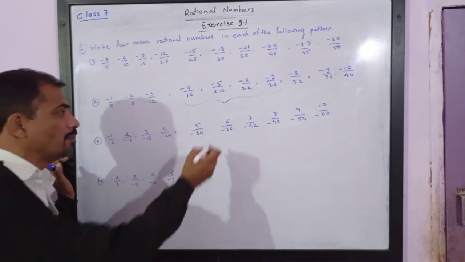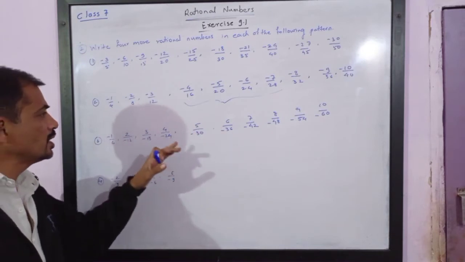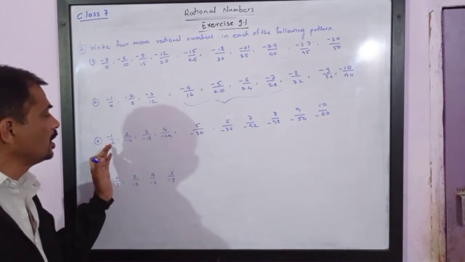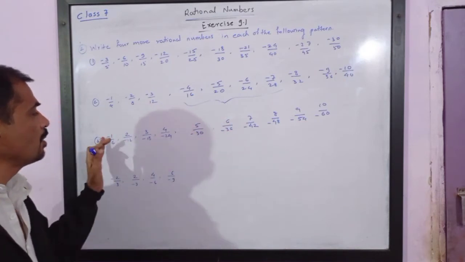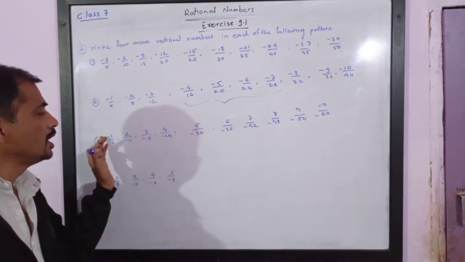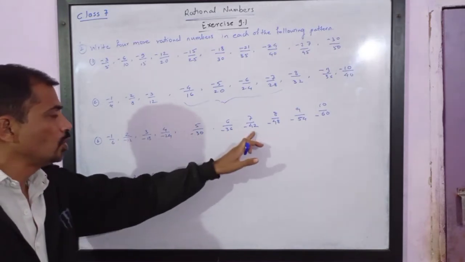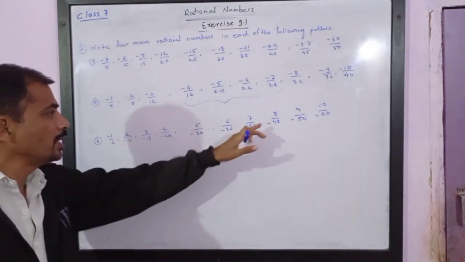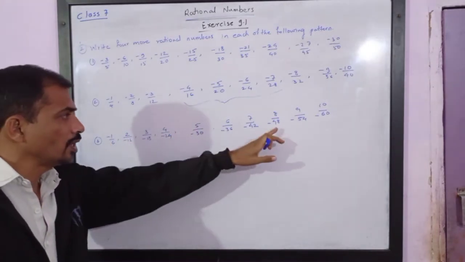The next can be obtained by multiplying by 6. So 6 ones are 6 and denominator can be obtained by multiplying by 6. You will get 6 sixes are 36. Next can be obtained by multiplying by 7. You will get 7 ones are 7 and 6 sevens are 42. Next can be obtained by multiplying by 8. 8 ones are 8 and 6 8s are 48.